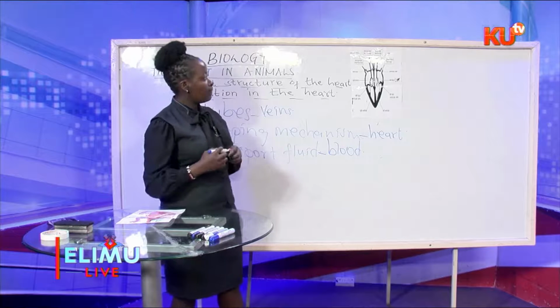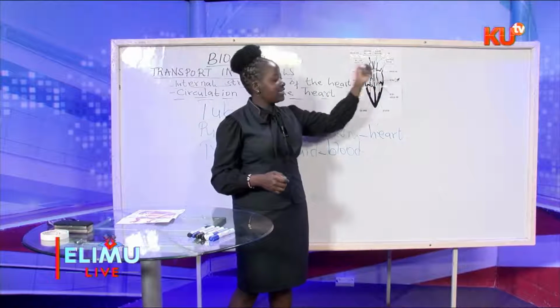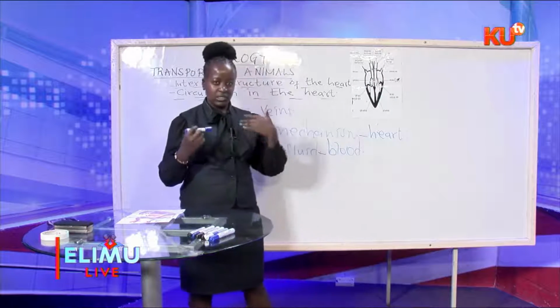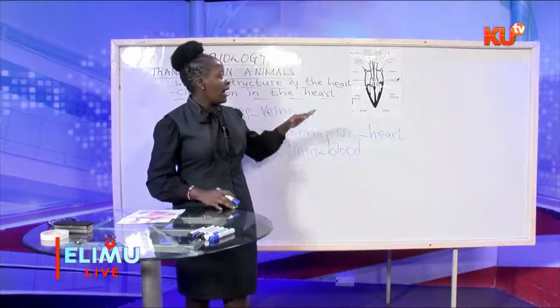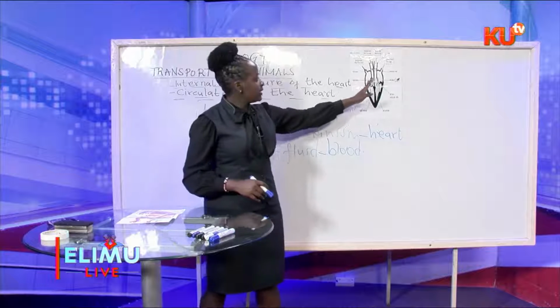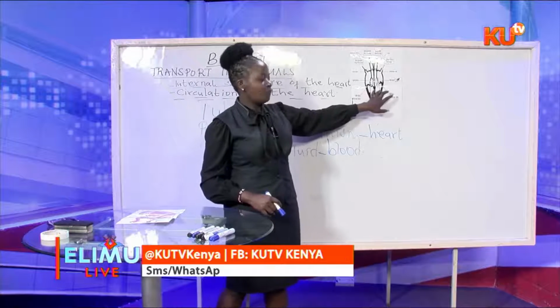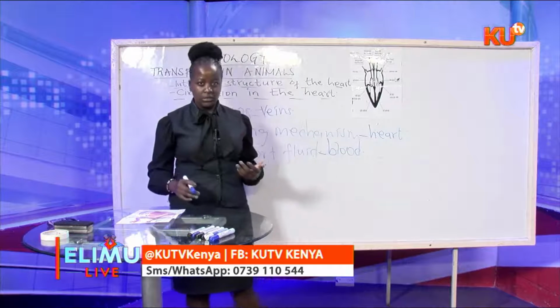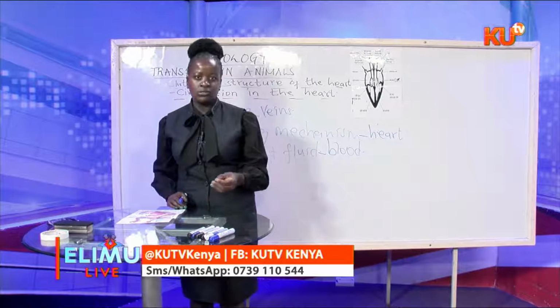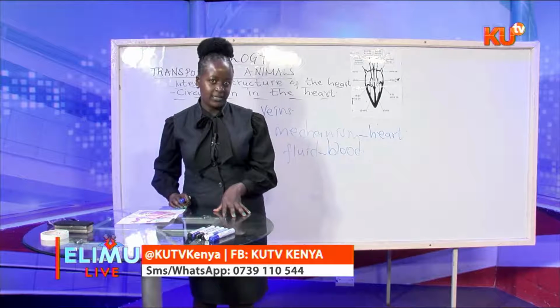Now, on top, we have the tubes that connect to the heart. But before we go to the tubes and we name them, I want you to focus on these parts. So you can see there's this part 1, 2, 3, and 4. Those are regions, also called chambers. So the mammalian heart is divided into 4 chambers.